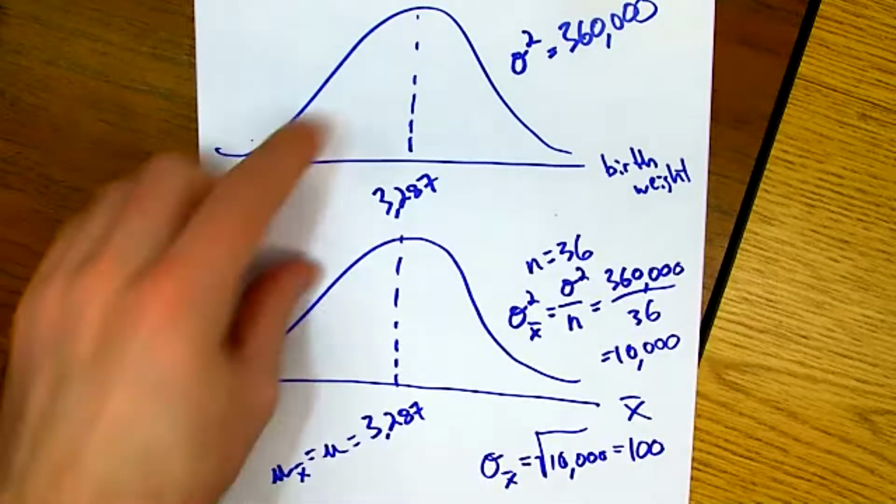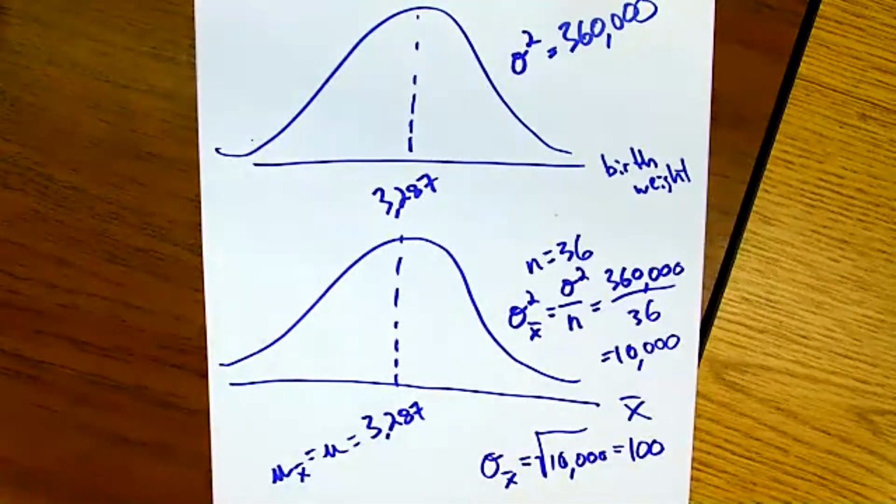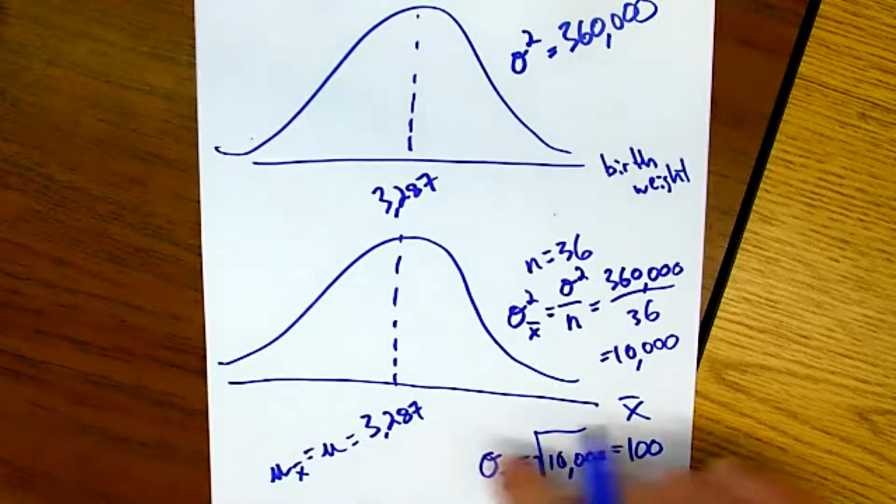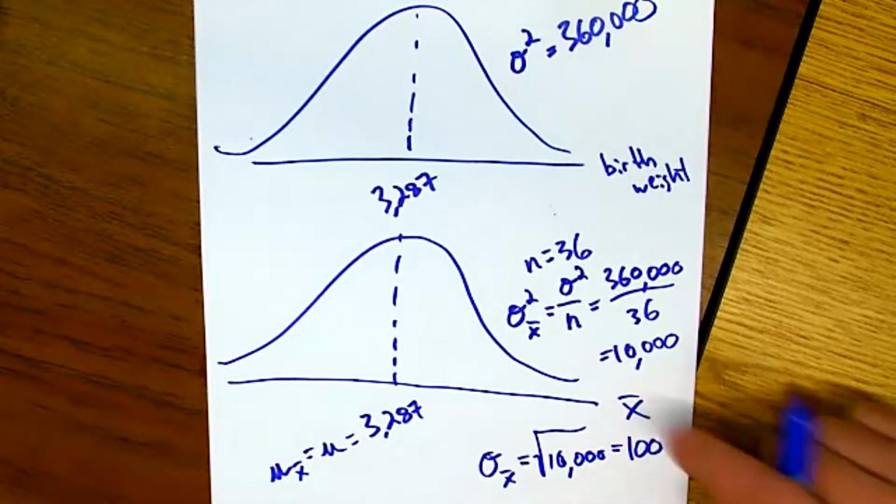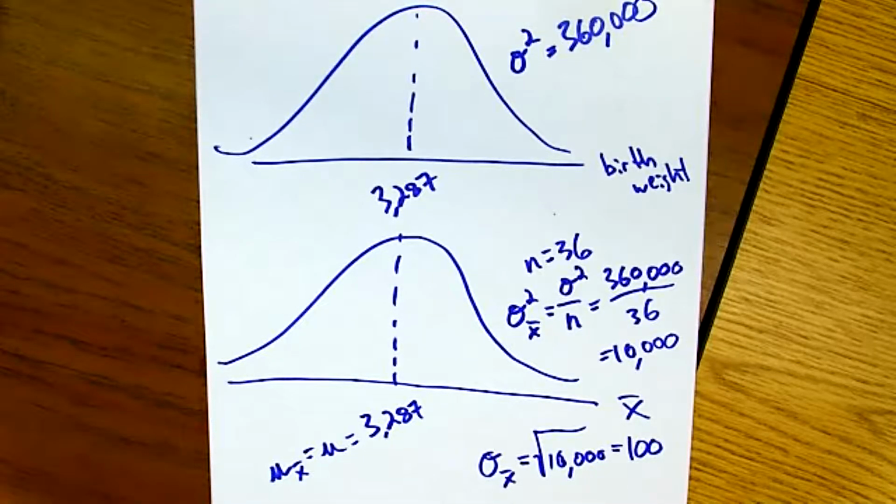So knowing that information about the original variable I was sampling from allowed me to determine the mean and the standard deviation for that distribution of my sample means. Any questions on this before we keep moving?